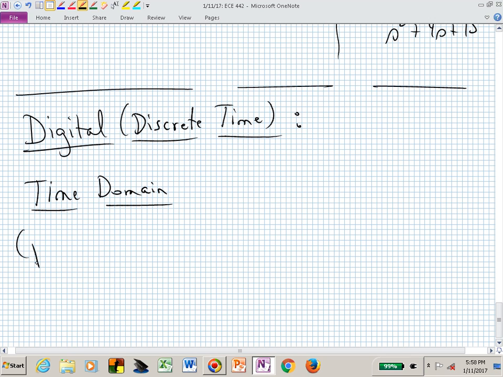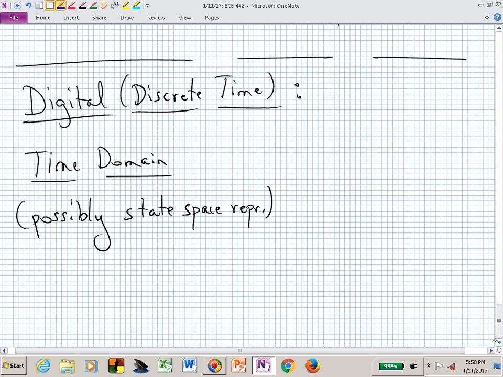In the time domain, again, we could have this in the form of a state space representation. For discrete time systems, we don't have differential equations, we have difference equations, where we now could say, we have y at the n plus 2 sample period, minus, let's say for this example, minus 0.4 y of n plus 1 plus 0.4 y of n equaling u of n.